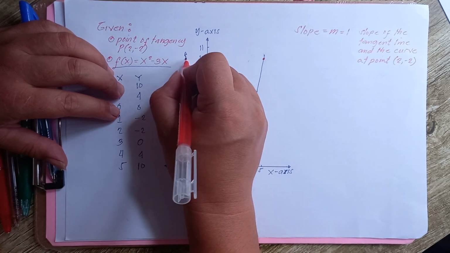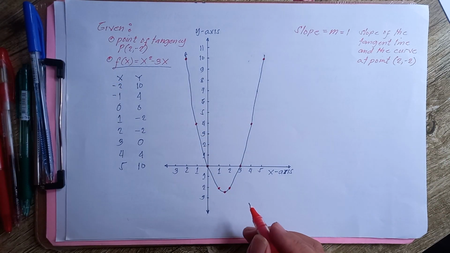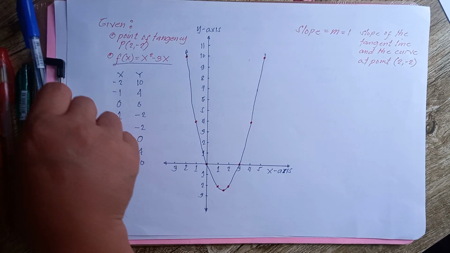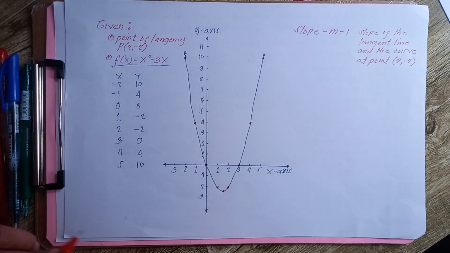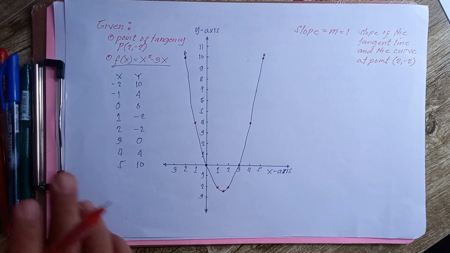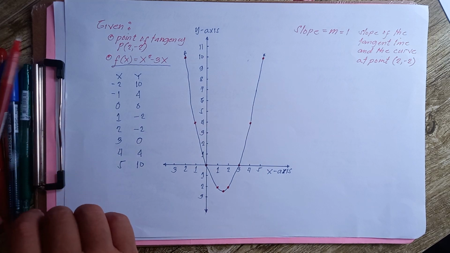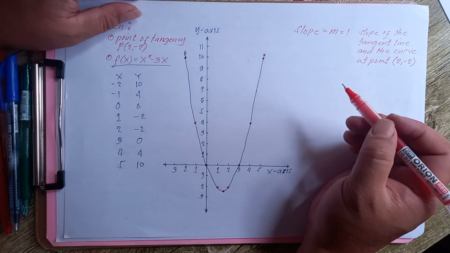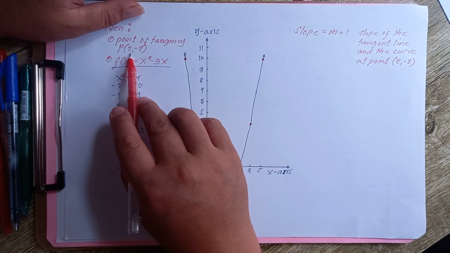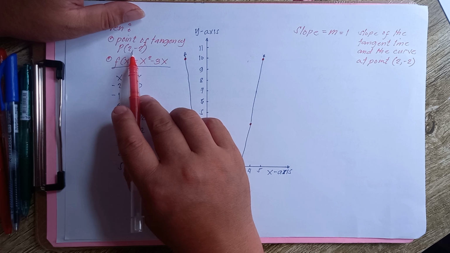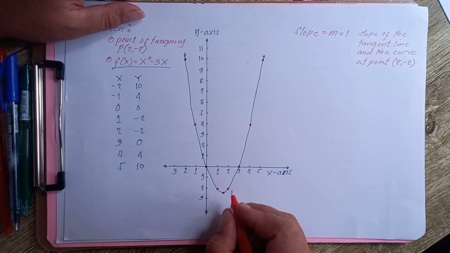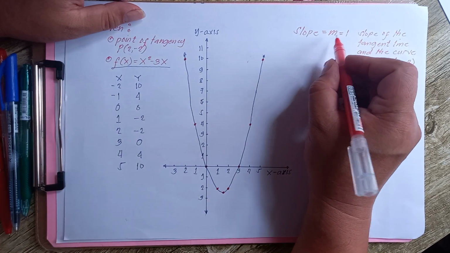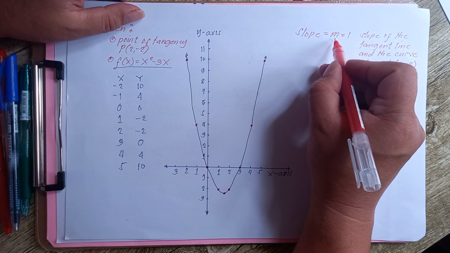Okay, now after having the graph, you can label the points. Of course, we will label that one after the plotting. So again, our point of tangency is located at point 2 and negative 2. Where is that? Positive 2 and negative 2. So it is located in here. Now another one, our slope, which is the computed one, is 1.